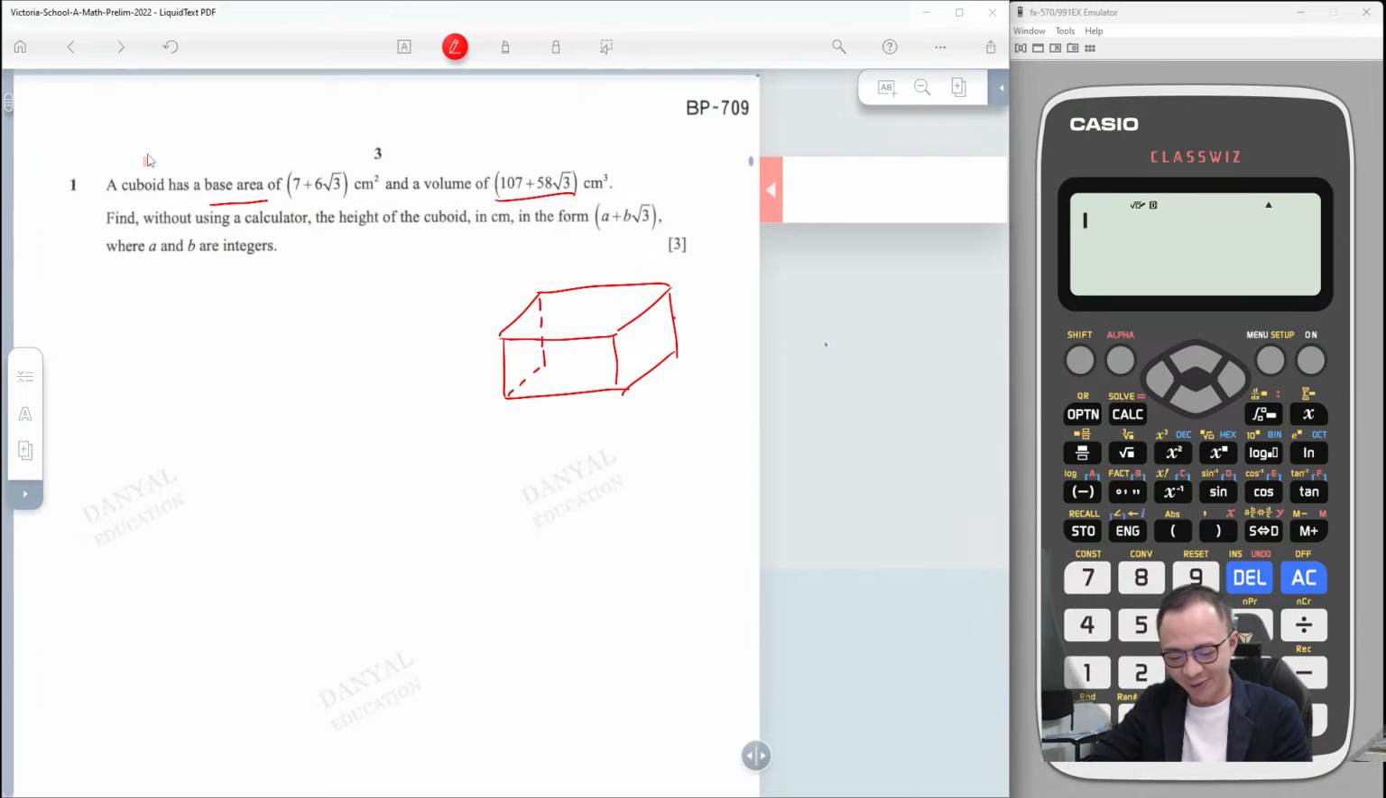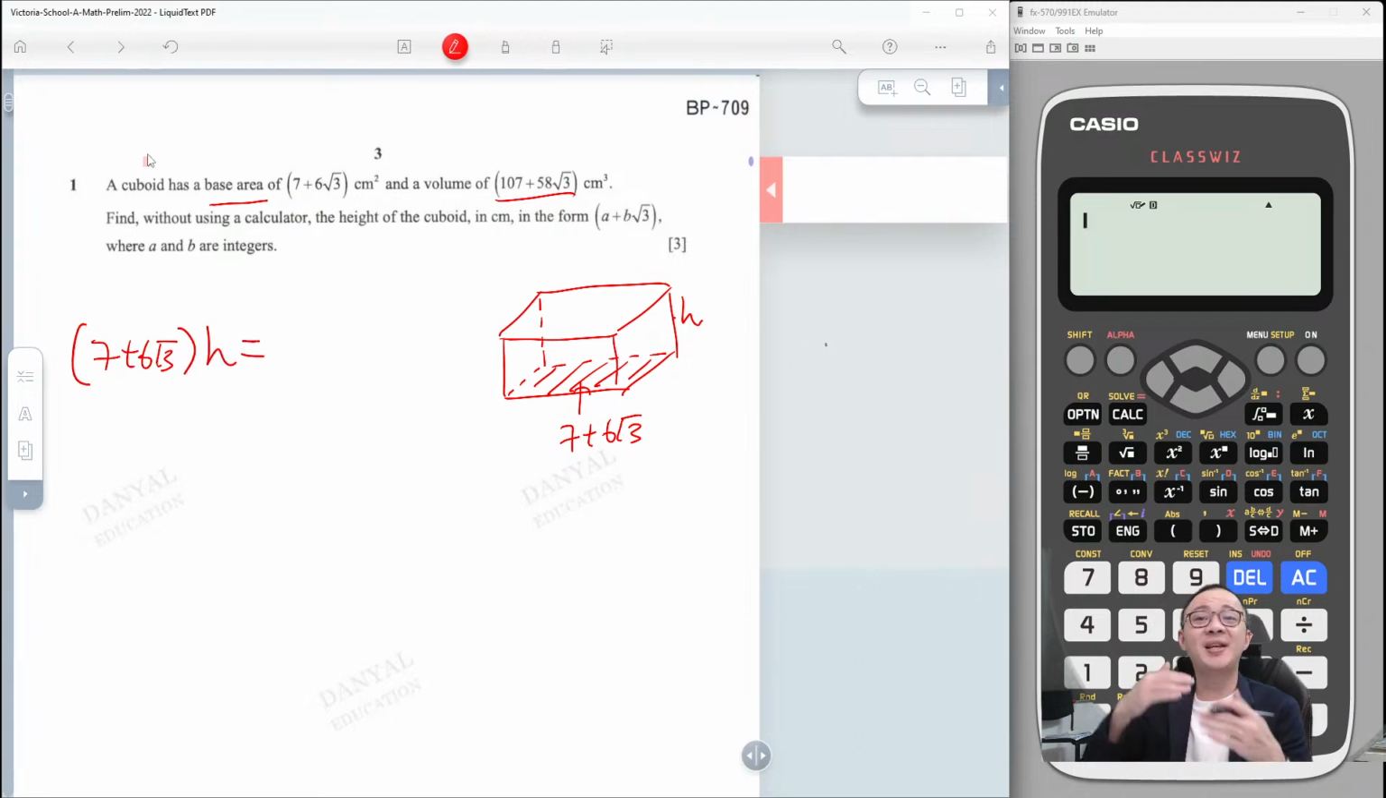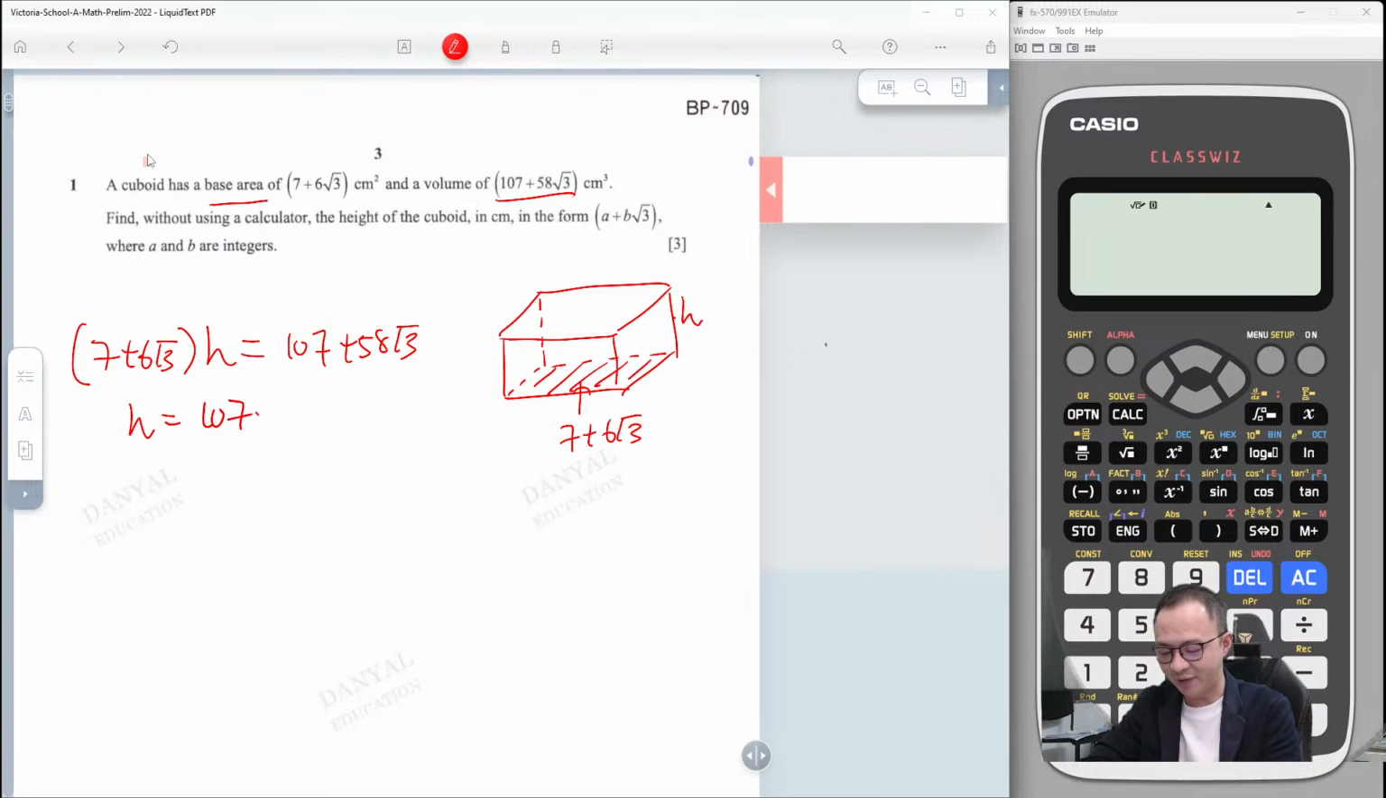Okay, so for this cuboid, the base area is given. The base area is 7 plus 6 root 3, and then we want to find the height. So I will say 7 plus 6 root 3 multiplied by the height. Base times height, we get the volume of the cuboid, isn't it? Equals to 107 plus 58 root 3. Definitely, I want to find the height, so I will divide the whole thing.